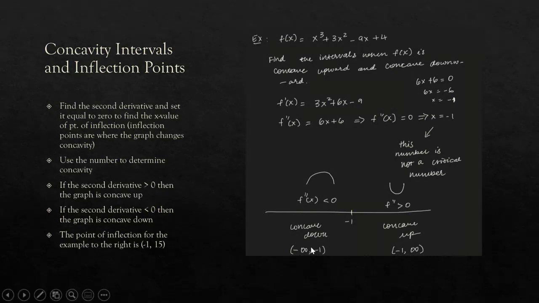Here the graph is concave down from -∞ to -1, and from -1 to infinity, it's concave up. To find the point of inflection, I would plug -1 back into the original equation, and I would get 15. So that is my point of inflection. I'm really sorry about this, I'm going to repeat it again. When you plug the number into the second derivative, if it's greater than 0, it's concave up. And if it's less than 0, it's concave down.